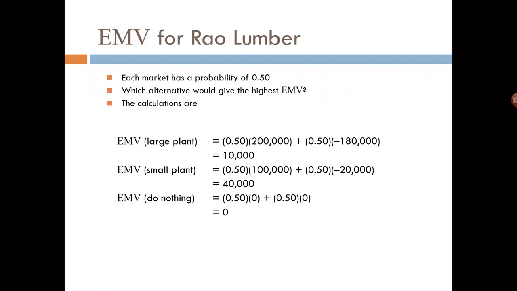So for constructing a large plant, I have two options. 0.5 for a favorable market, multiply with 2 lakhs profit, plus 0.5 multiply minus 1,80,000, because there is a loss I am getting. Similarly, for constructing a small plant, favorable market is 0.5, unfavorable is 0.5. If favorable, I will get 1 lakh, if unfavorable, I will get minus 20,000. For no plant it is 0, 0. So wherever I have more EMV: here I have 10,000, here I have 40,000, here I have 0. So 40,000 is the expected monetary value for a small plant when compared to the large plant. So my proposal will go for small plant.